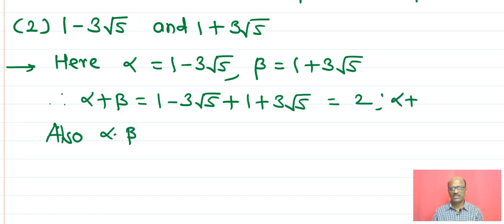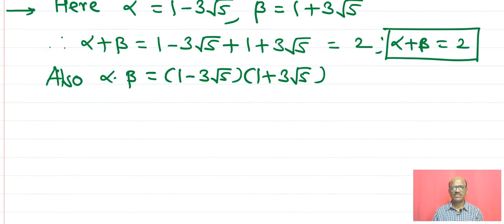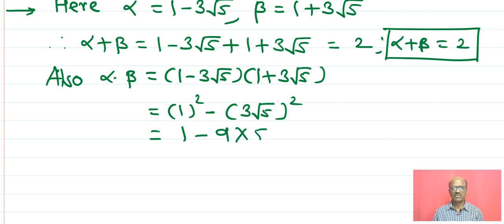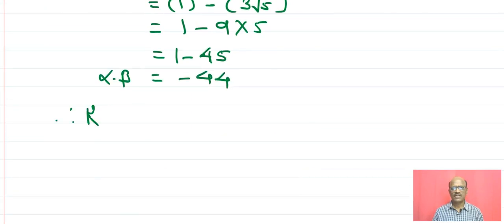And their product, that is alpha into beta. That is 1 minus 3 root 5 in second bracket 1 plus 3 root 5. That is a minus b into a plus b. A square minus b square, that is 1 square minus 3 square means what? 9. Root of 5 square means what? 5. That is 1 minus 45, that is alpha dot beta is equals to minus 44.